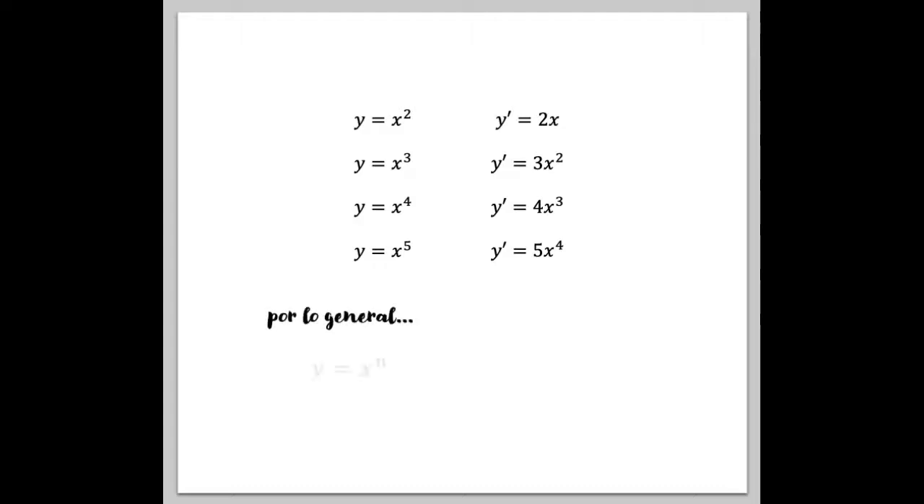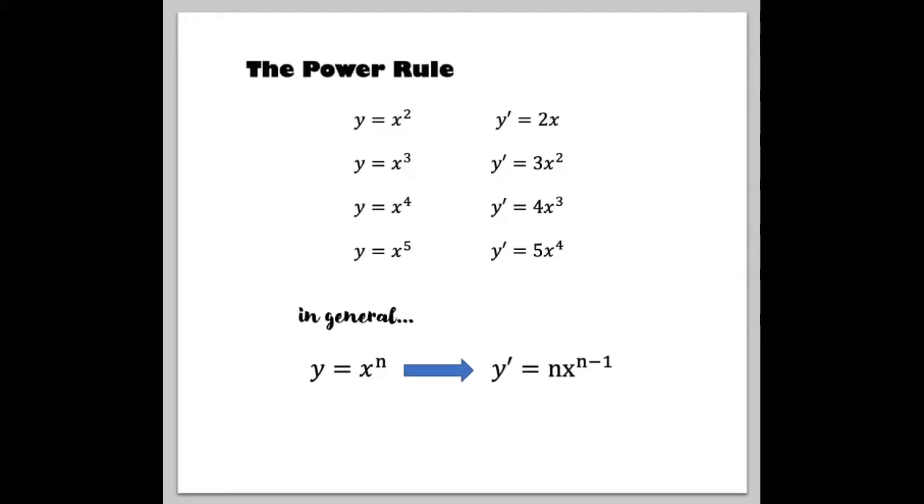Good job. And in general, if y equals x to some power n, then y prime is equal to n times x raised to the n minus 1 power. Now you have a shortcut to finding derivatives. What do we call that shortcut? The power rule. Ta-da! Now let's use the power rule to find the derivative of some common functions.